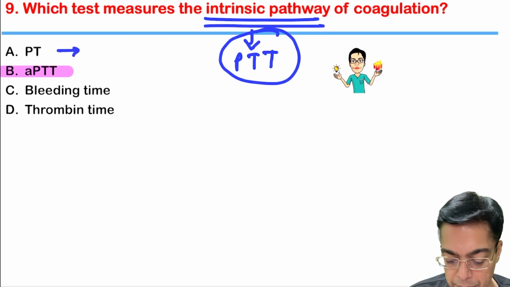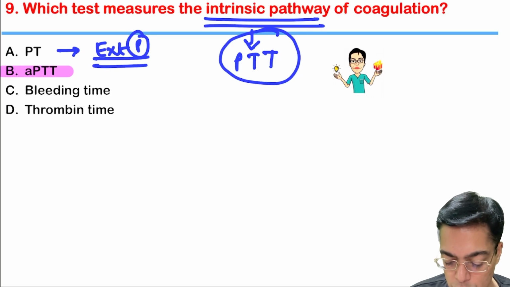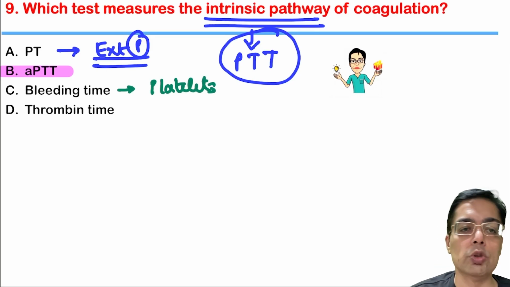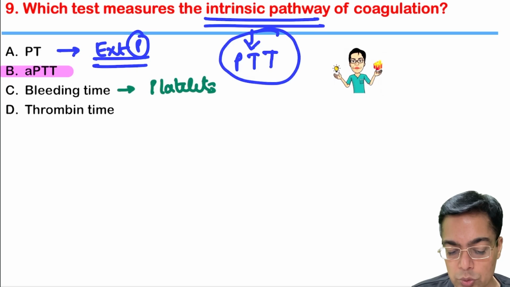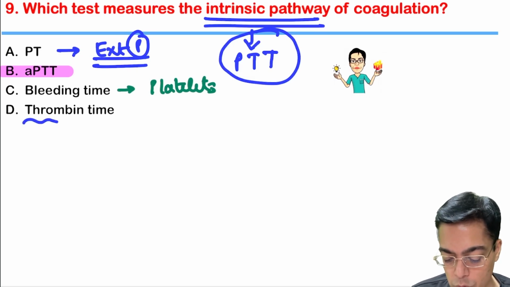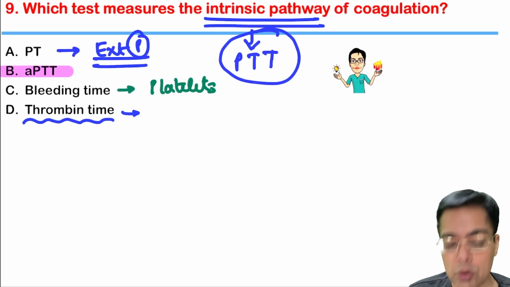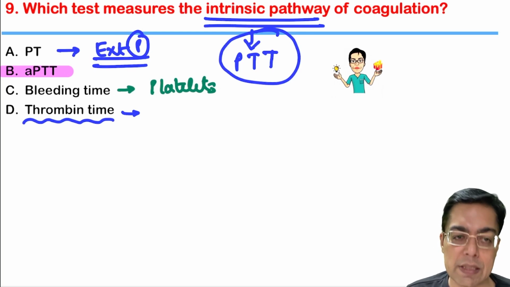May I remind you, prothrombin time is useful for the monitoring of the extrinsic pathway. That's what we learned. Bleeding time is what is going to be useful for the monitoring of the activity of platelets. Bleeding time is not to be confused with a problem in the clotting factors, friends. Bleeding time is something which is going to be associated with a problem at the level of platelets. And thrombin time, of course, is going to be useful for seeing the activity of factor 2. That is clear from the name itself.